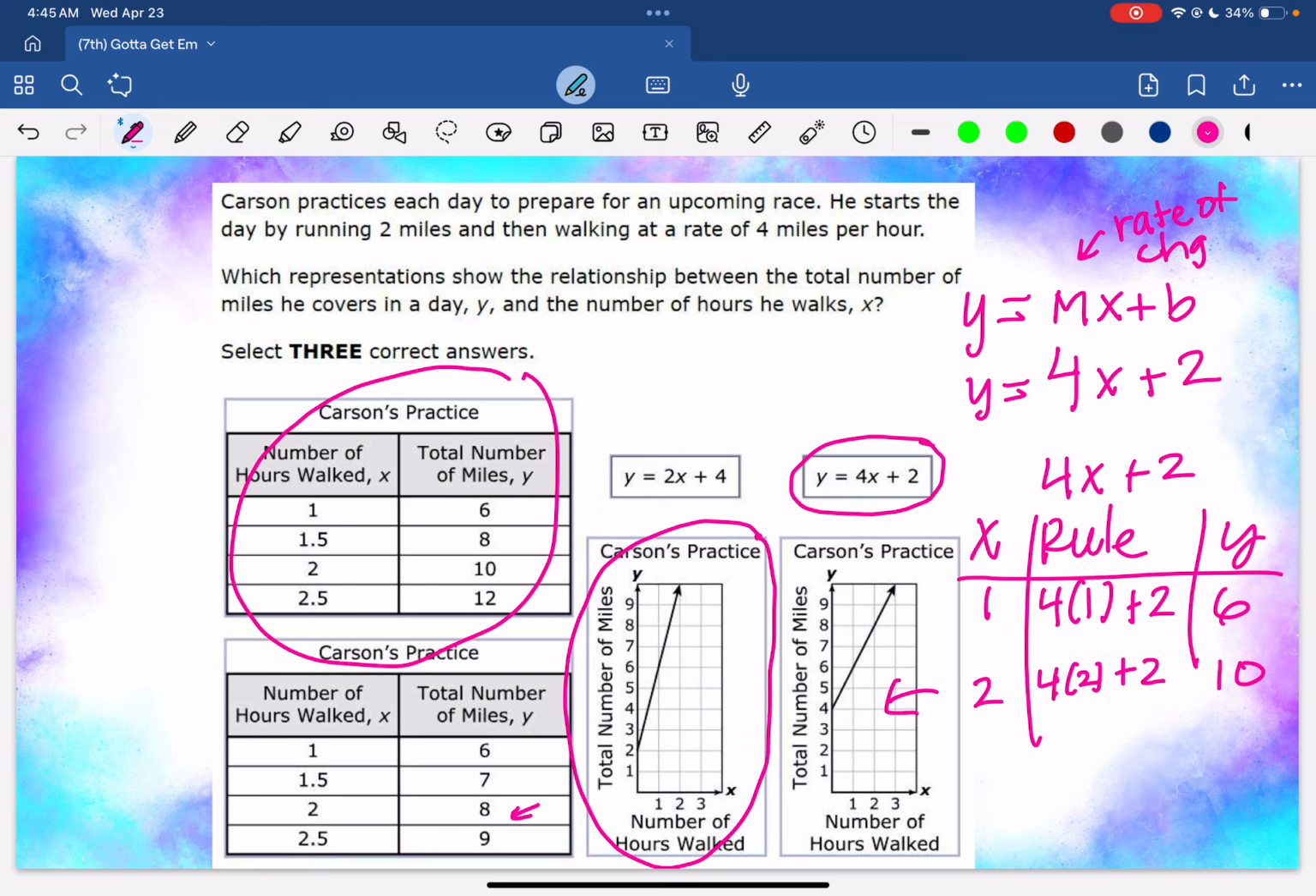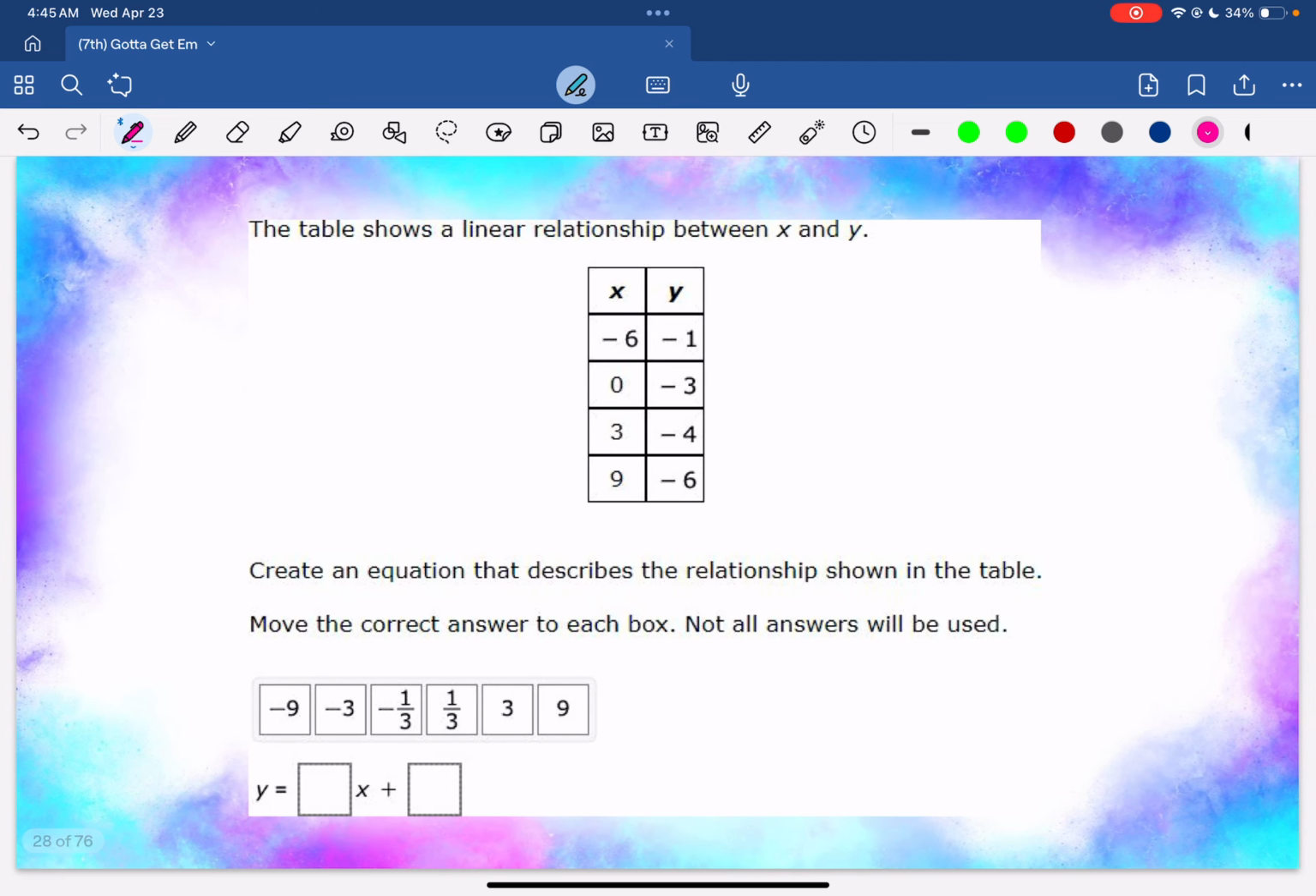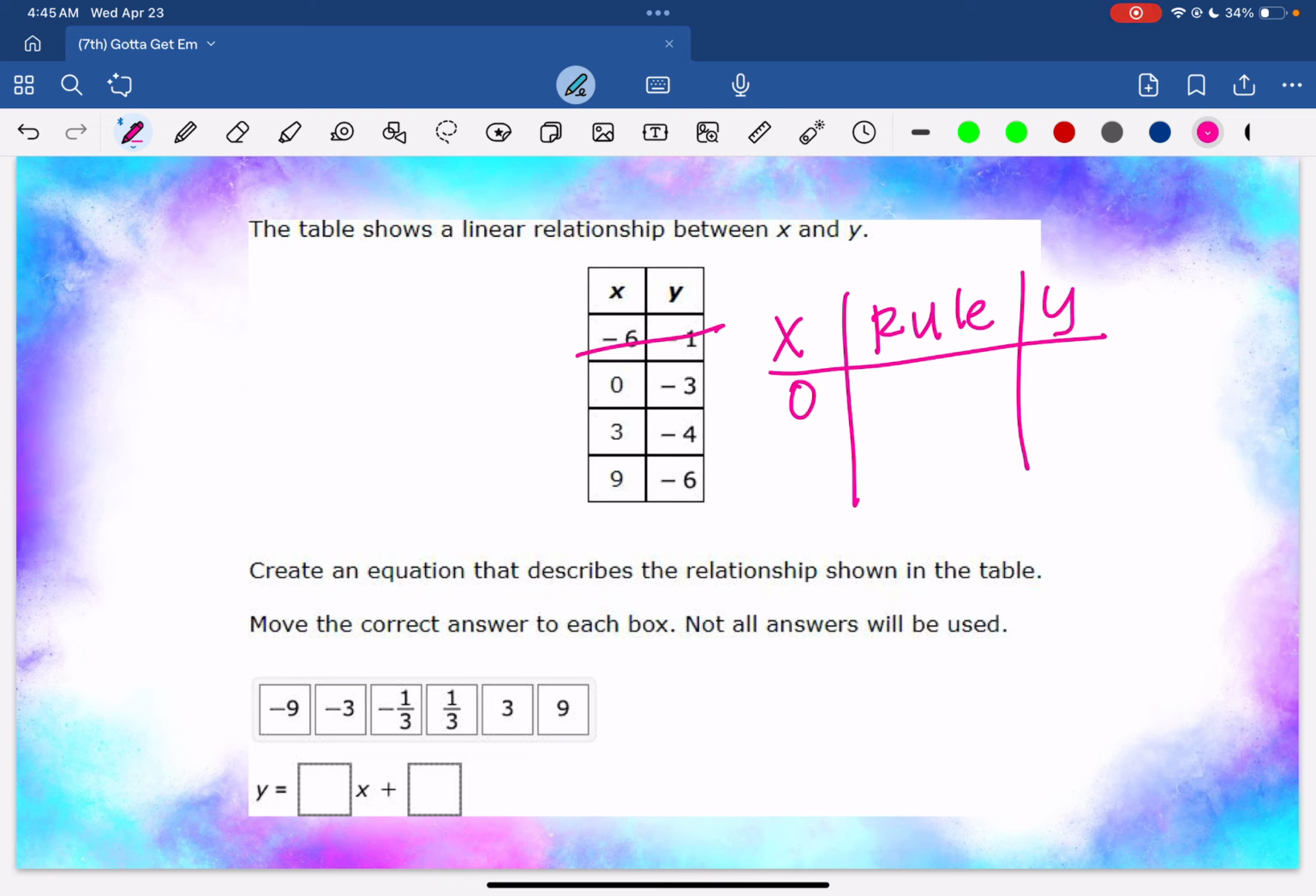All right, let's look at another new item type. So in this case, we have to come up with the rule. They have it fixated already. So let's go ahead and get started. So the first thing I suggest is to create the table with X rule Y. I'm not going to use the first set. I'm just going to start off with 0, 3, 9. I've learned that kids don't like to use negatives, and the first set of ordered pairs has both negatives, so we're not going to use it. We can, we just chose not to.